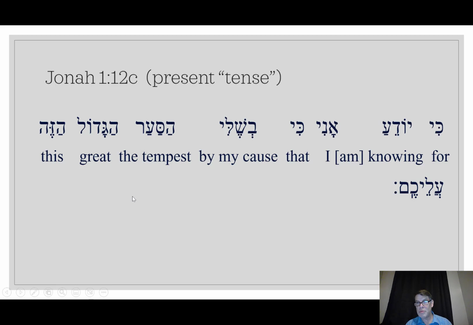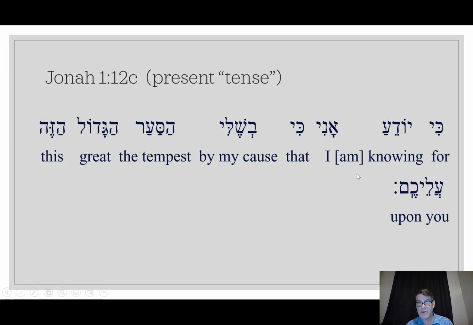Okay? And then aleikem. You should be able to translate that. Al is upon, kem is y'all, second masculine plural, upon y'all. So for knowing am I that because of me, this great tempest is upon you. And we have to stick the is in there. Okay, so what do I want you to know new from this video?